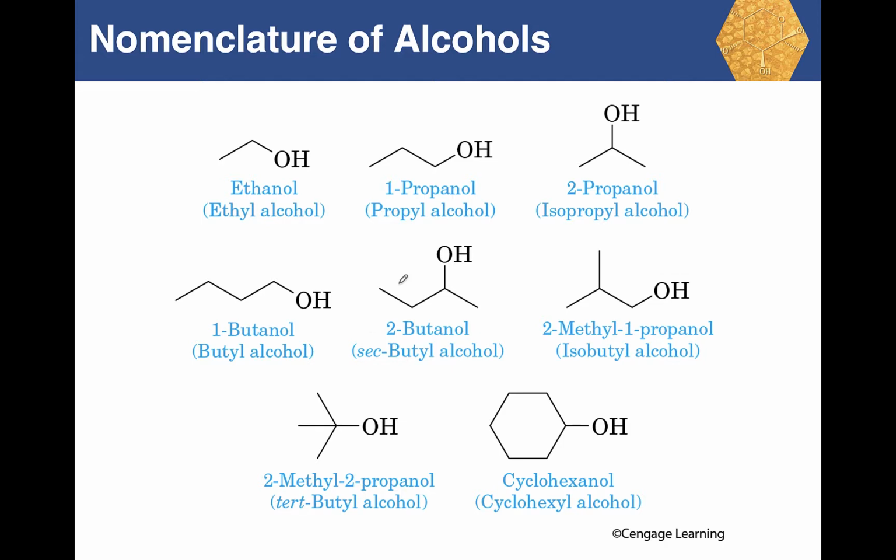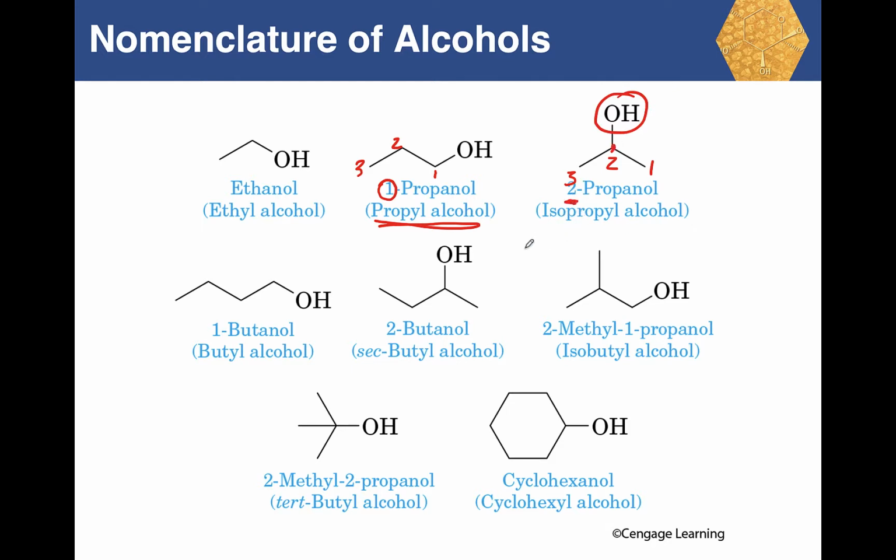Here are some examples that's in your book. Here's ethanol. You need not put 1 because it's understood to be 1. 1-propanol, 1, 2, 3. This is propyl alcohol, a common name for that molecule. This 1 is important because it could be 2-propanol. So this is 1, 2, and 3. And of course the OH is on carbon number 2.